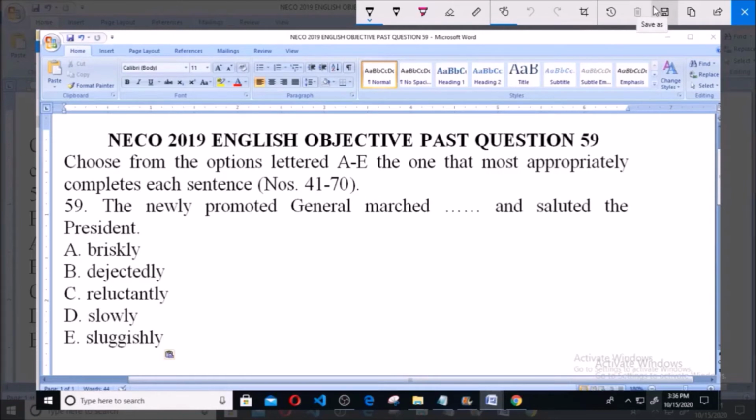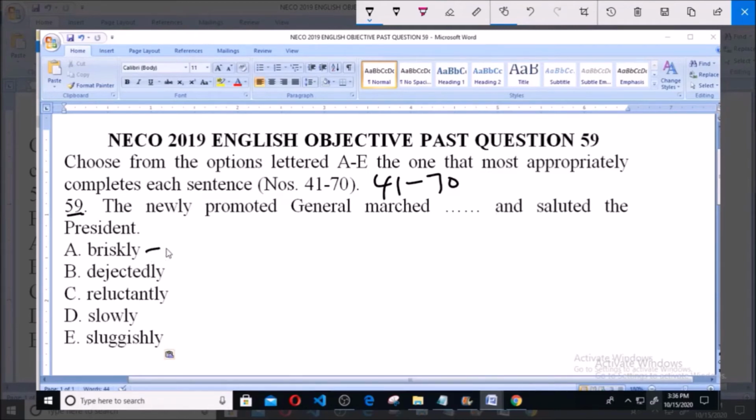Question number 59. The instruction says choose from the options lettered A to E the one that most appropriately completes each sentence. This instruction is to answer questions 41 to 70. In question 59: the newly promoted general marched dash and saluted the president.